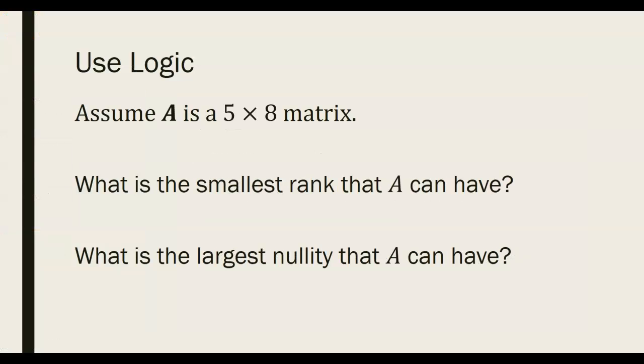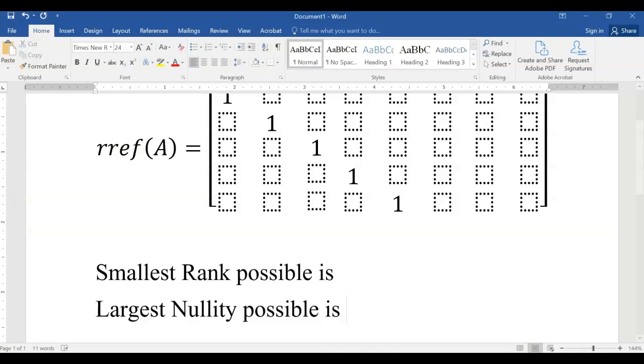By the way, think about what the smallest rank A could have and what the largest nullity A could have, if we had a 5 by 8 matrix. So what's the smallest rank? What's the largest nullity? Hopefully you got that. Now this one's a little bit of a trick.